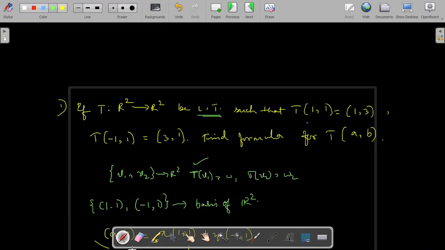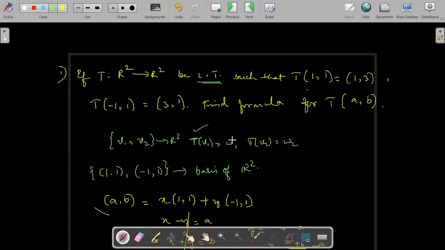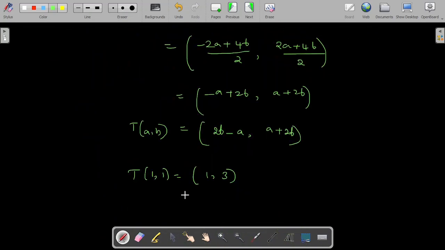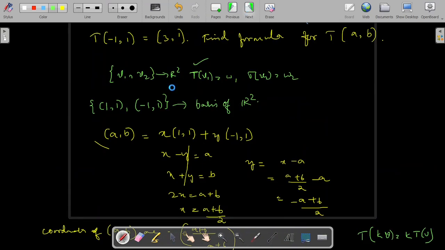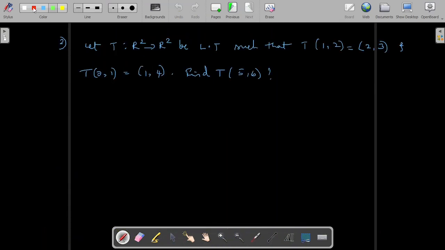So if any two vectors go to particular vectors after applying that linear transformation, then you can find where all other vectors go to after applying the transformation. That is the general formula for the transformation. Now one more problem related to the same concept. If T is a linear mapping from R square to R square, such that T of (1, 2) goes to (2, 3) and T of (0, 1) goes to (1, 4), you have to find T of (5, 6), just for one vector where it goes to.